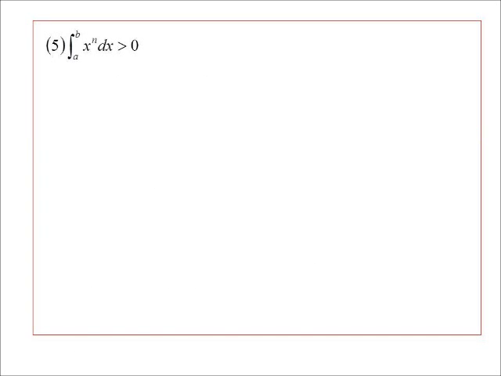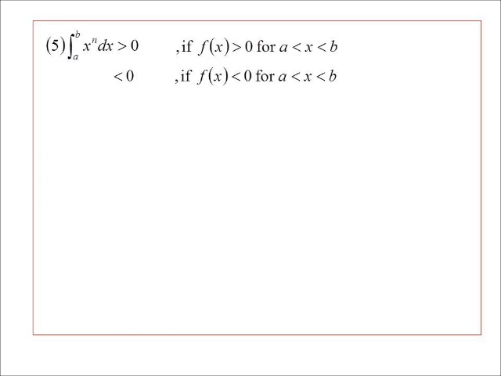Now, what's this one saying? The integral is greater than 0. What does that mean? Well, if the function is always above the axis. So what I was basically saying is if the function's above the x-axis, you will always end up with a positive value when you substitute in. If it's below, then you will end up with a negative number.